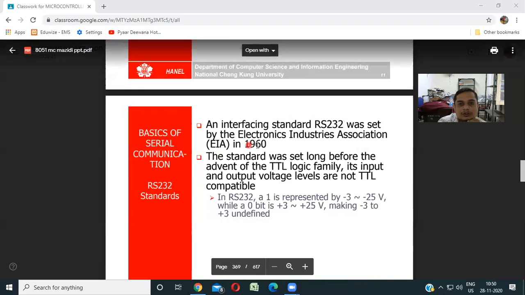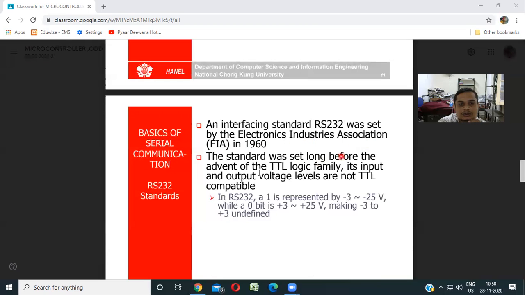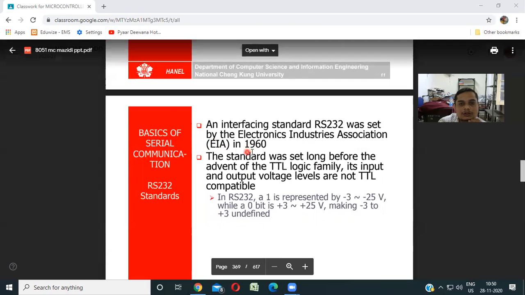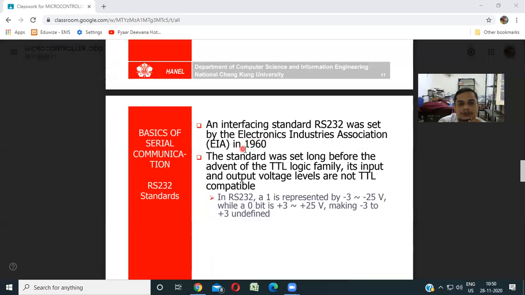It was set up by the Electronics Industries Association, EIA, in 1960. Okay, in 1960 they developed a standard called RS232 to implement serial communication. It was developed by EIA in 1960. So these are called RS232.